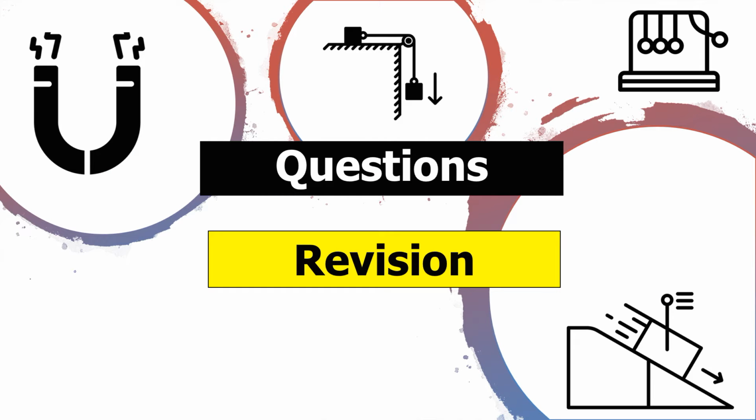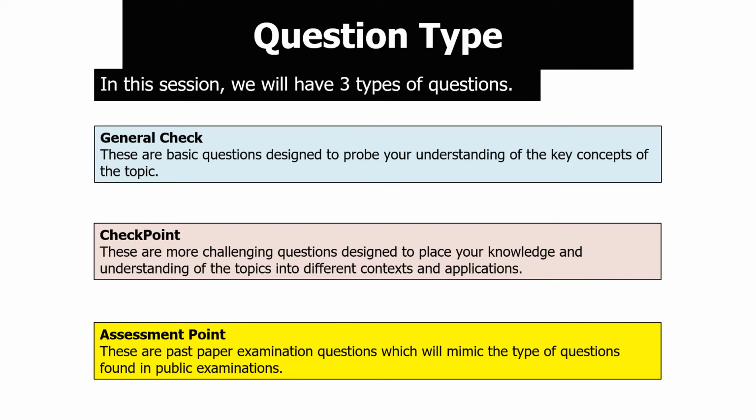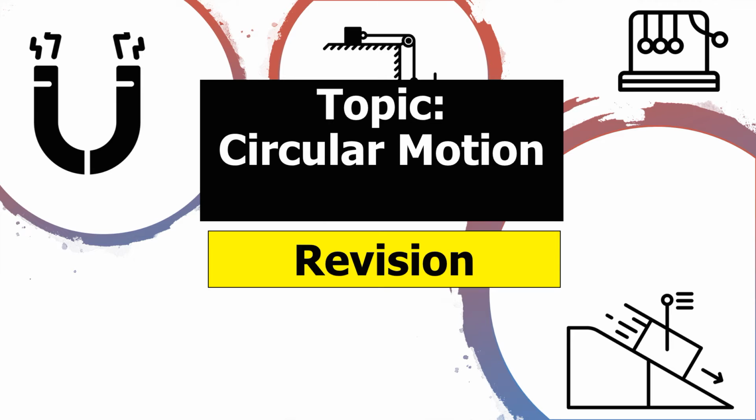In this revision session, you'll see three types of question. Firstly, there'll be general check questions, basic questions designed to probe your understanding of the key concepts of the topic. Then you've got the checkpoint questions, which are more challenging questions designed to place your knowledge and understanding of the topics into different contexts and applications. And finally, you've got assessment points, the past paper exam questions which mimic the type of questions found in public examinations. So let's now have a look at the topic of circular motion.